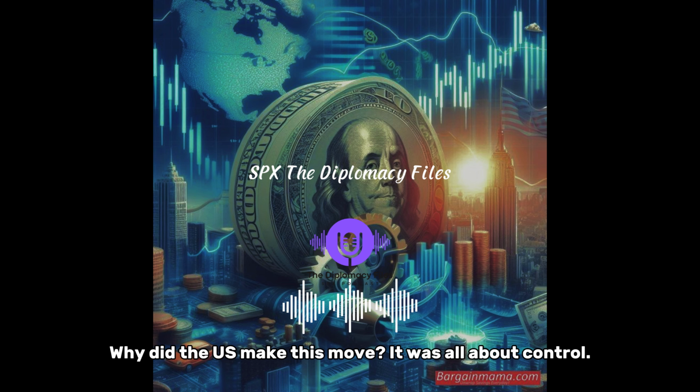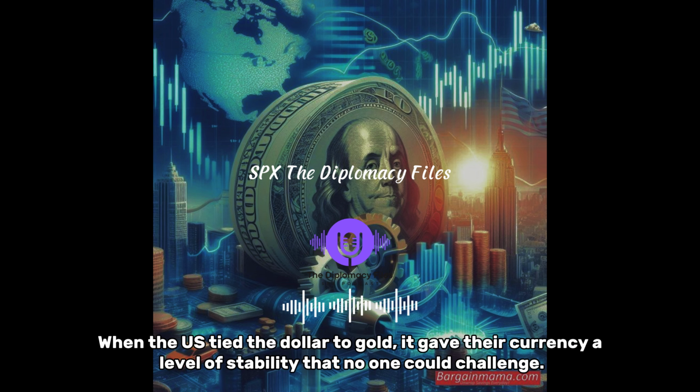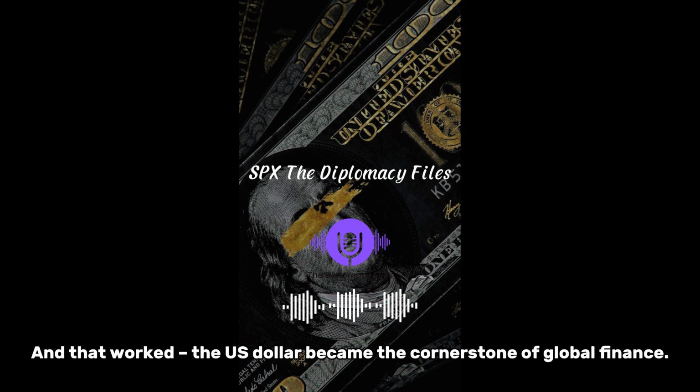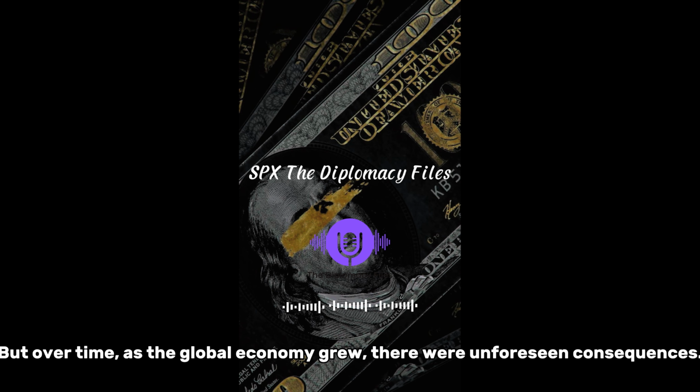Why did the US make this move? It was all about control. When the US tied the dollar to gold, it gave their currency a level of stability that no one could challenge. And that worked. The US dollar became the cornerstone of global finance. But over time, as the global economy grew, there were unforeseen consequences.